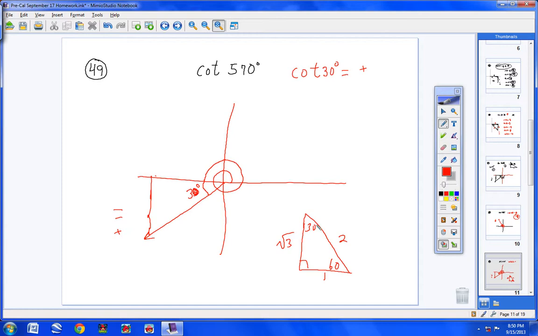The cotangent of 30. Well, what is cotangent? Cotangent is hypotenuse over adjacent. It's the inverse, excuse me, that's incorrect, I apologize. Cotangent is adjacent over opposite, which is the inverse of tangent. And so adjacent is square root of 3 over opposite, which is 1. So square root of 3 over 1, which is square root of 3.